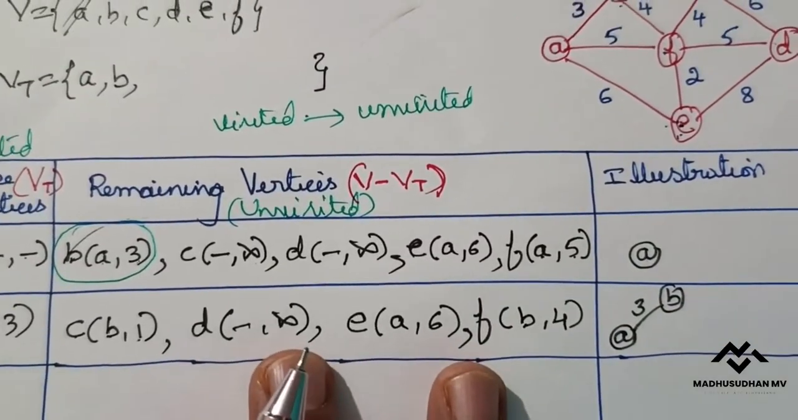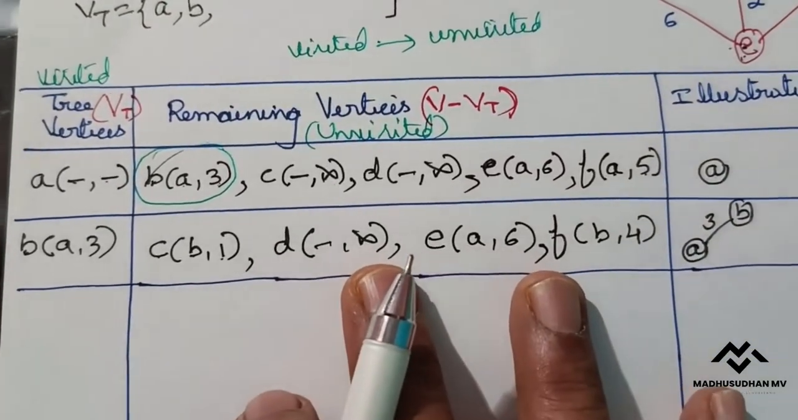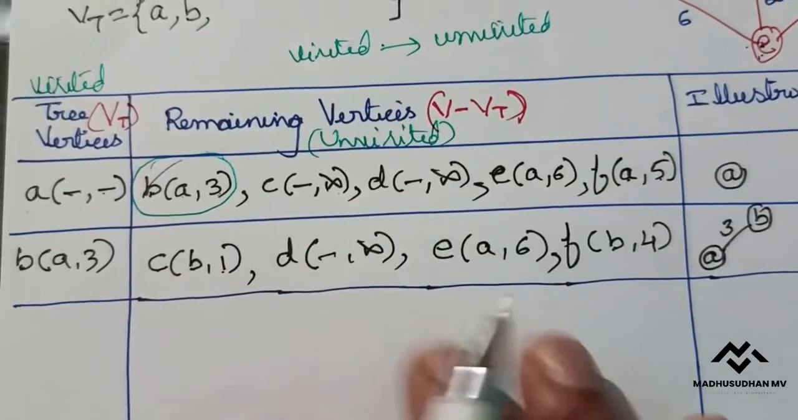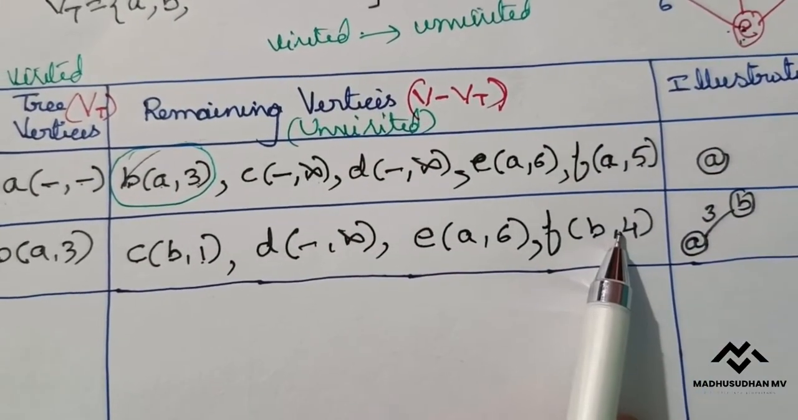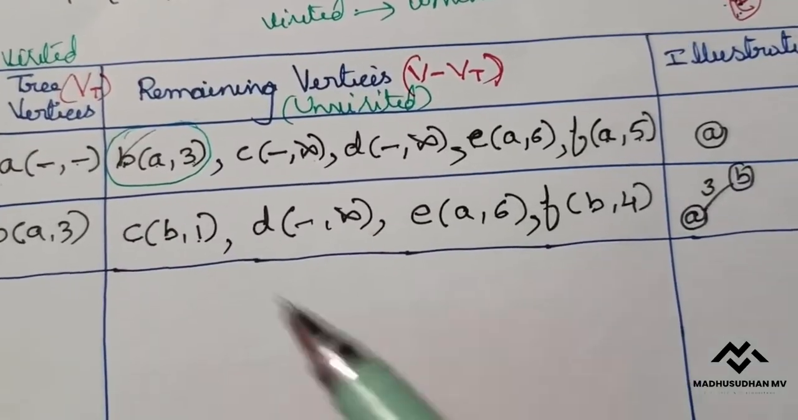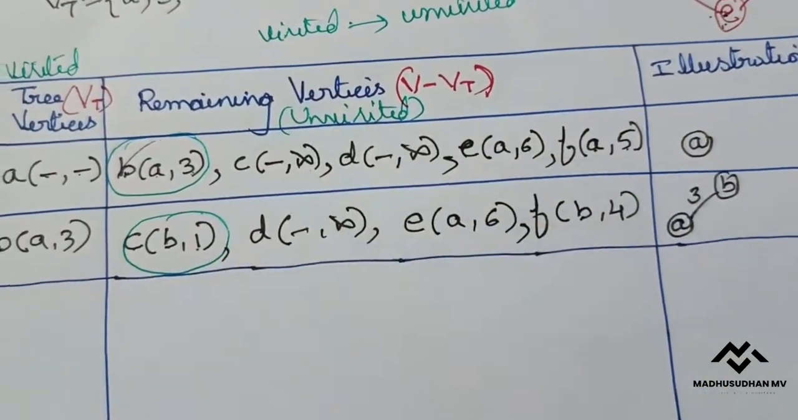Now these are my remaining vertices. Among these, again you select the minimum one. 1, infinity, 6, 4, which is minimum? 1 is minimum. So I am selecting this one. Okay.